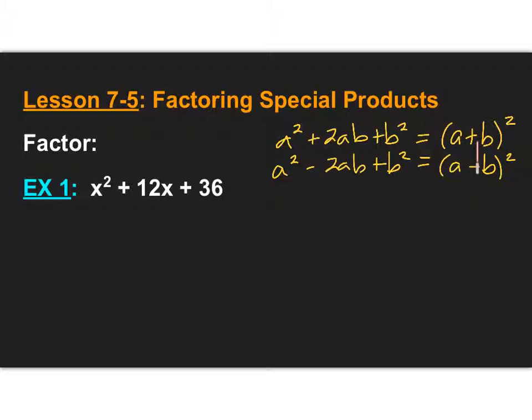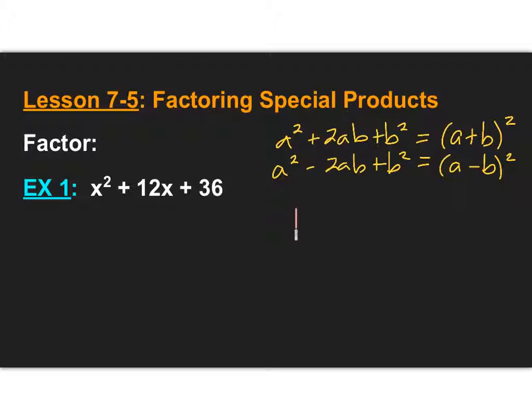So there are 3 tests that you need to apply to determine if the trinomial that you're looking at is a perfect square trinomial. As you look at these patterns, you notice that both of them have a positive a squared and a positive b squared. So I like to call these my bookends. Your bookends are not only positive, but they're perfect squares. So those are your first 2 tests, positive bookends, and then they're perfect squares.